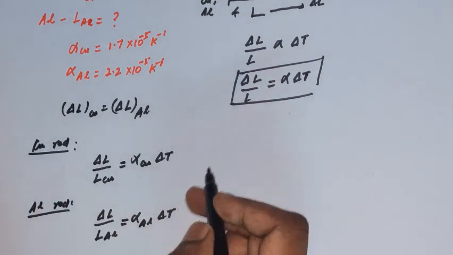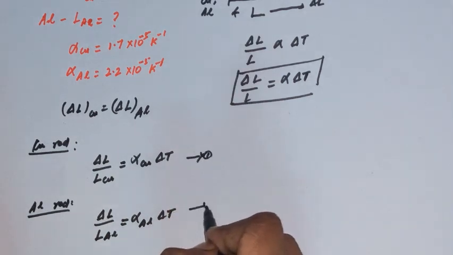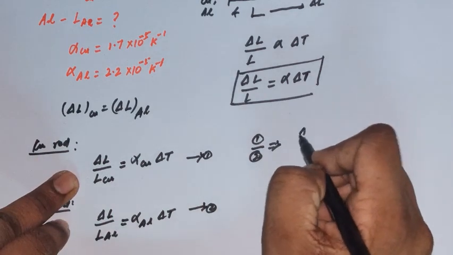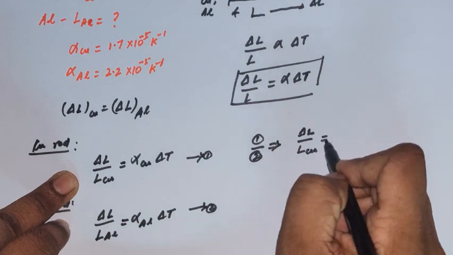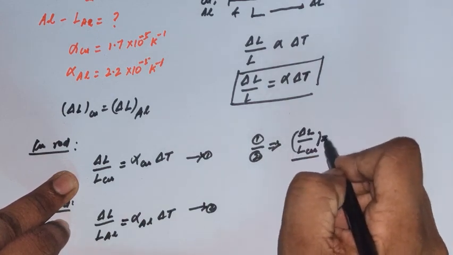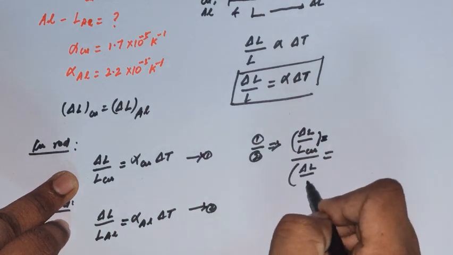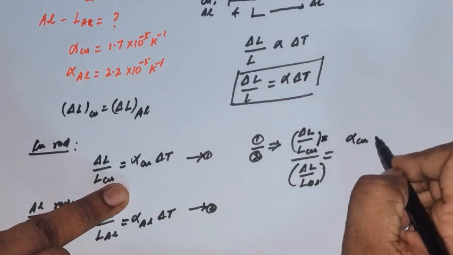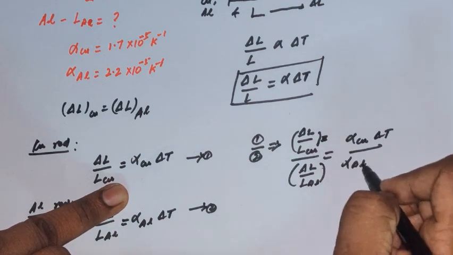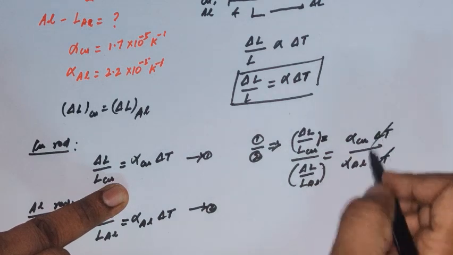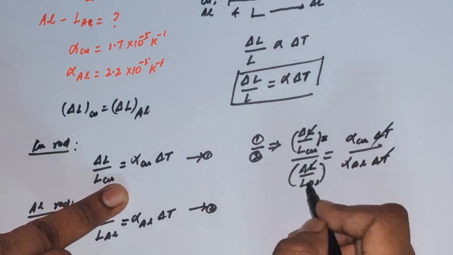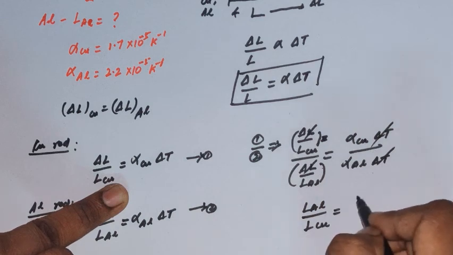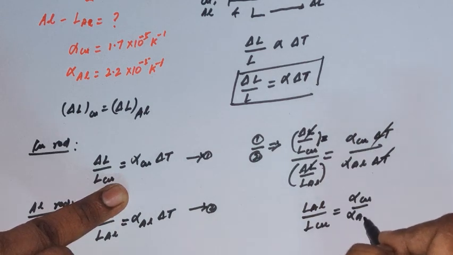We can divide these two equations. This is equation 1 and this is equation 2. Dividing 1 by 2, the left-hand side is delta L by the length of copper divided by delta L by the length of aluminum, equal to alpha copper times delta T divided by alpha aluminum times delta T. We can cancel delta T and delta L. Inverting the fraction, L aluminum divided by L copper equals alpha copper divided by alpha aluminum.